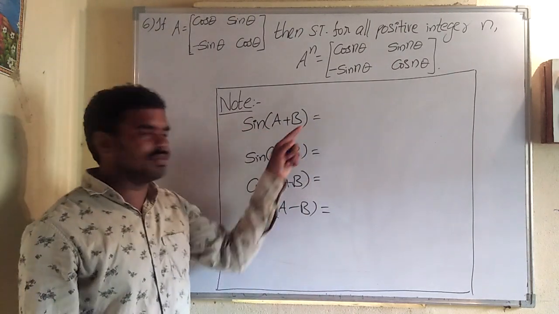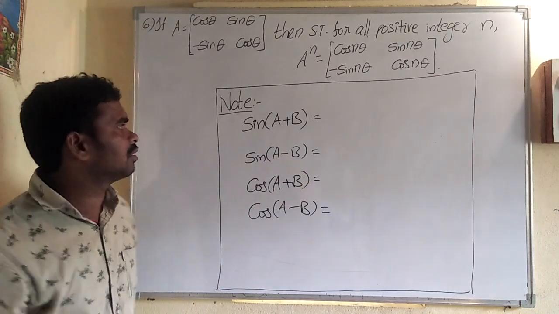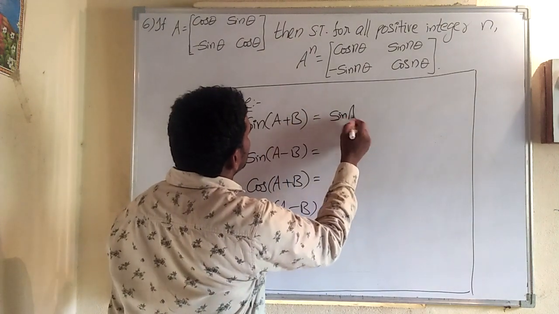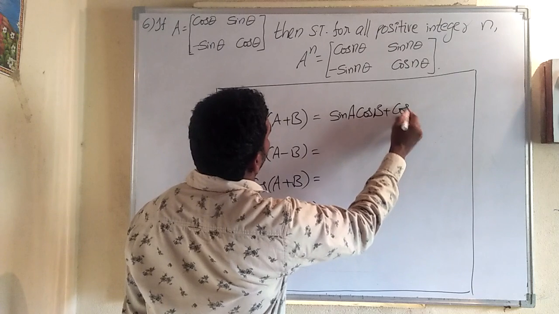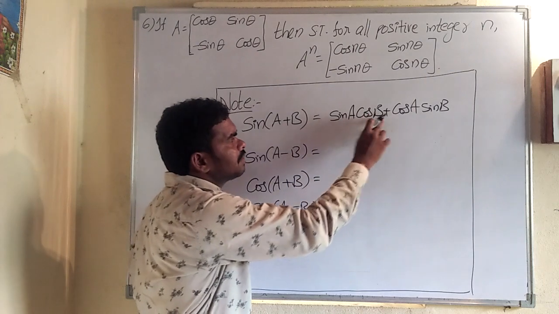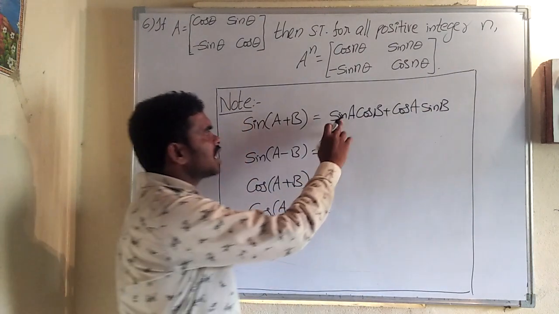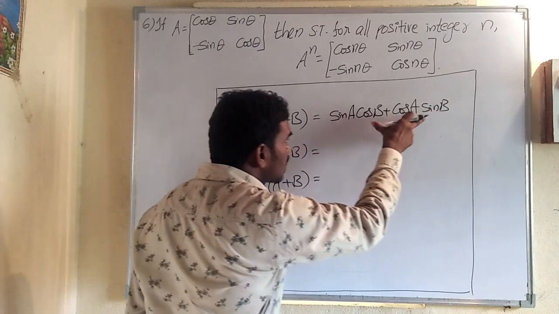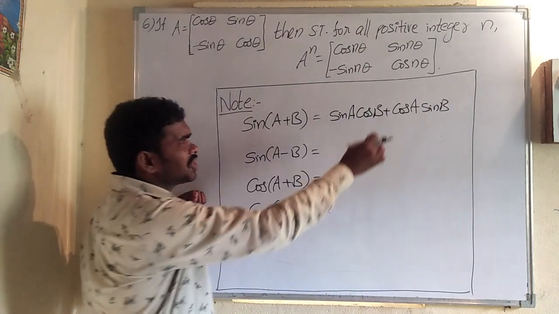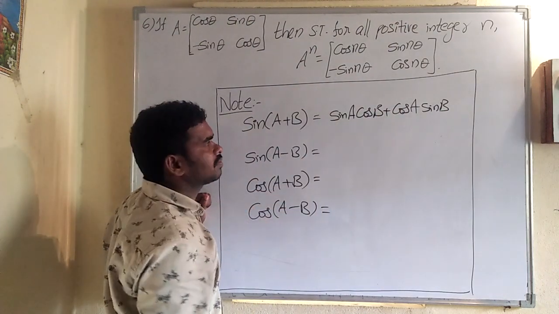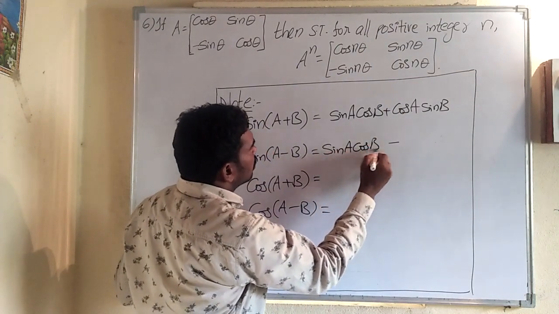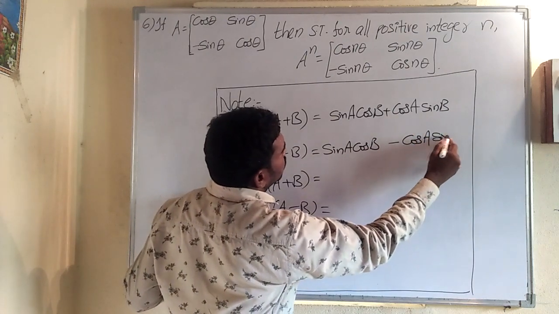Don't write sin a plus sin b, or sin a minus sin b. That is absolutely wrong. So what is sin of a plus b? Sin of a plus b means sin a cos b plus cos a sin b. That's it. Next, sin of a minus b: just change the plus to minus, remaining same. Sin a cos b minus cos a sin b. That's it.